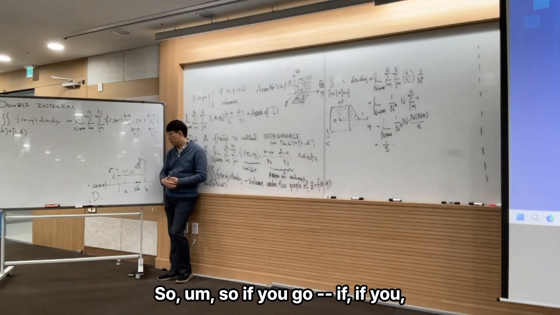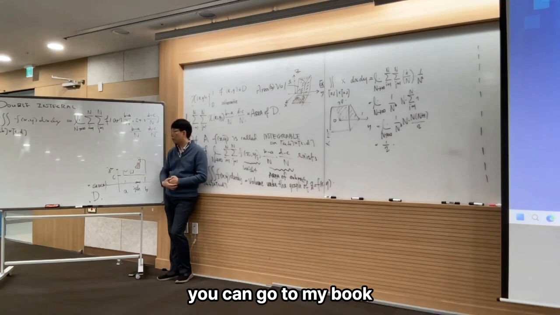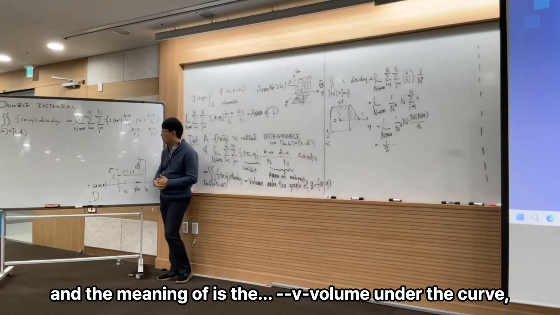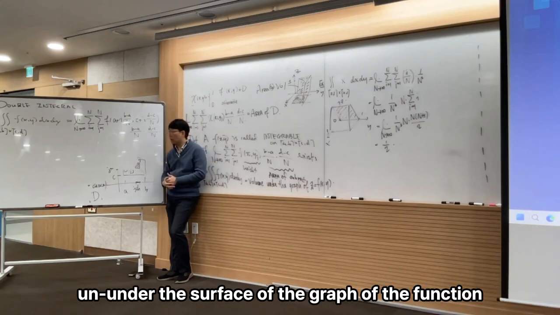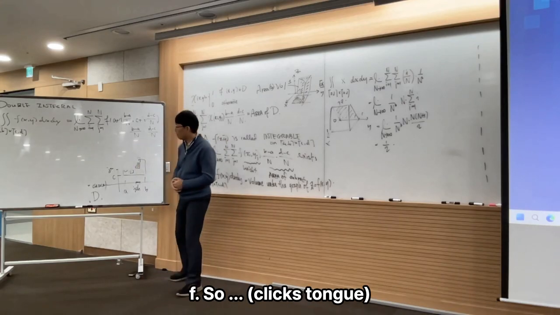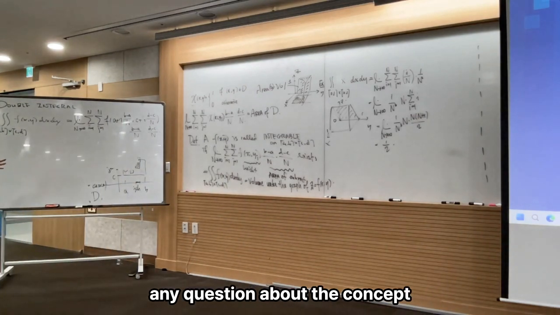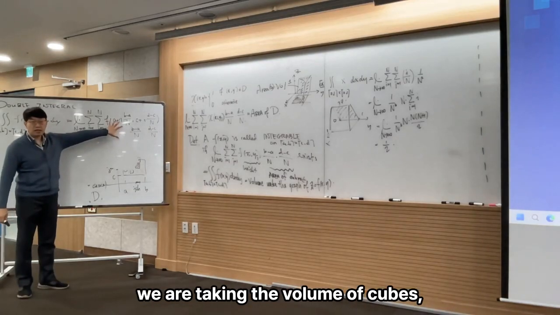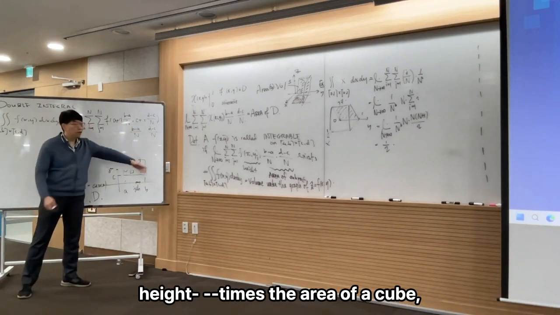So if you want to see more detail about what I just said, you can go to my book and read the part in chapter 7. So that's your double integral, and its meaning is the volume under the surface of the graph of the function f. Any question about the concept here? Again, we are taking the volume of cubes, height times the area of a thin cube.